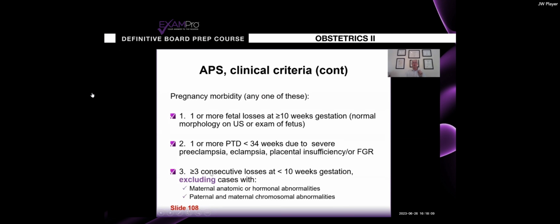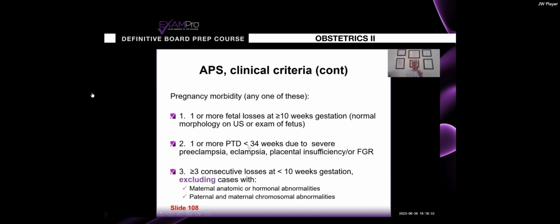Or 3 or more consecutive losses at under 10 weeks gestation, also without any obvious things going on that could otherwise explain the loss, such as an anatomic or maternal abnormality or aneuploidies or things like that. So 1 at 10 weeks or more, documented, or 3 or more at under 10 weeks, either one of those is a criterion to test for APLS.